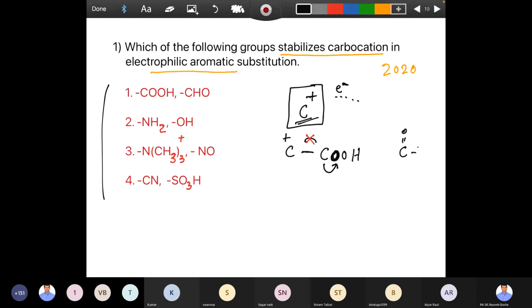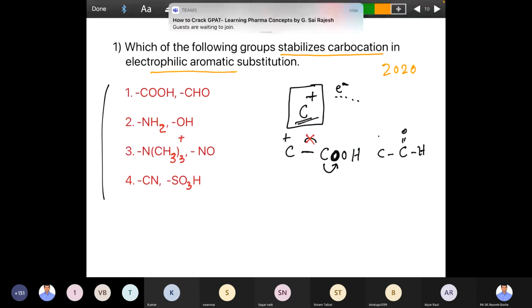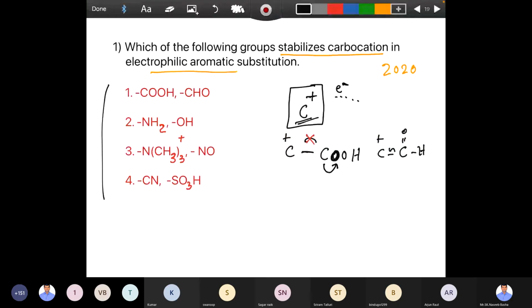The same thing with CHO, C double bond OH, which is an aldehyde. So here a cation is there. Electrons cannot move here because oxygen is removing the electrons. So this is also not correct. Look at the second option. What is the second option?